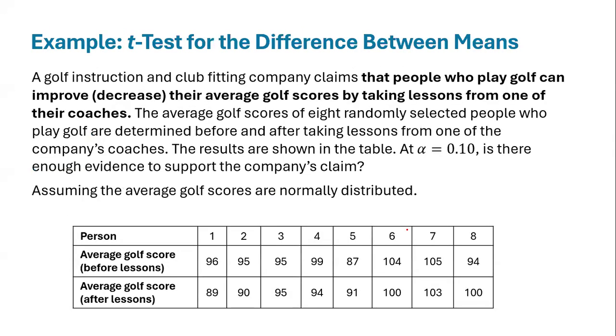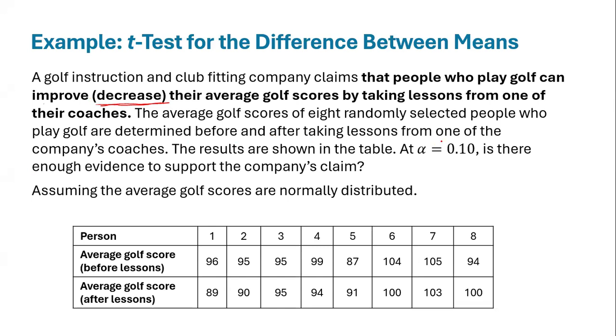So let's look at an example. It says a golf instruction and club fitting company claims that people who play golf can improve their average golf score by taking lessons from one of their coaches. When they say they can improve their scores, it means the scores after taking those classes would be less than the scores before taking the classes. The scores will decrease.